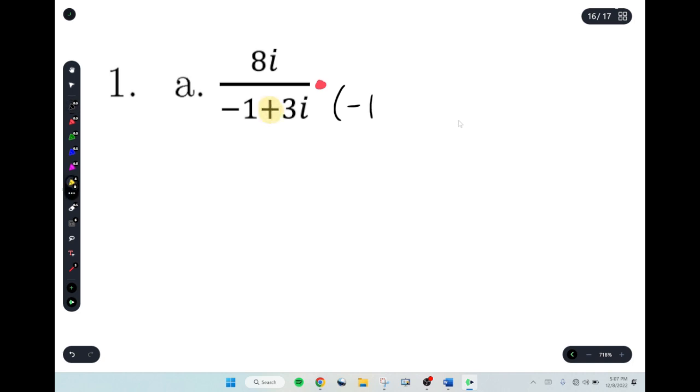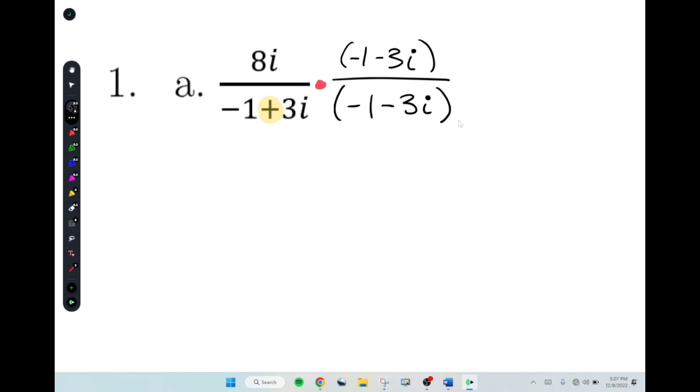You just take this sign and you flip it. Take that sign and you flip it. And you multiply on the top and bottom. And then you just work it out from there. The only thing that changes is that highlighted sign. We flipped it. And technically, we just multiplied by 1, right?